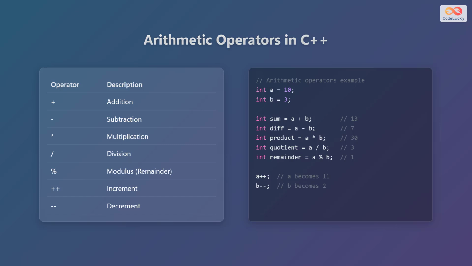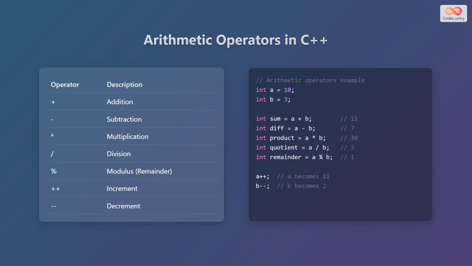Let's start with arithmetic operators in C++. These operators allow you to perform basic mathematical calculations in your C++ programs. Here's a list of the common arithmetic operators. The plus sign is for addition, the minus sign is for subtraction, the asterisk is for multiplication, the forward slash is for division, the percentage sign is for modulus, which gives the remainder of a division. Then you have plus plus for incrementing a variable, and minus minus for decrementing a variable.